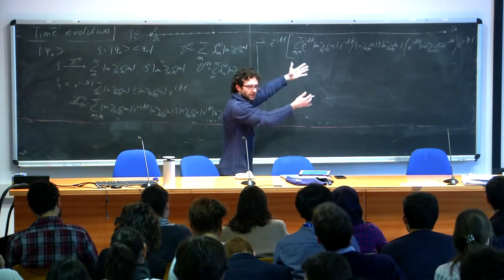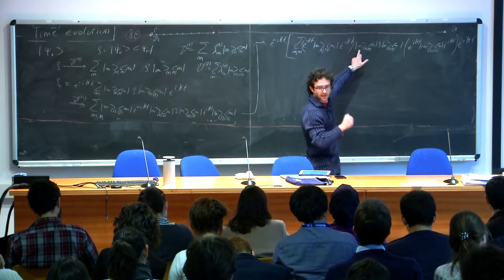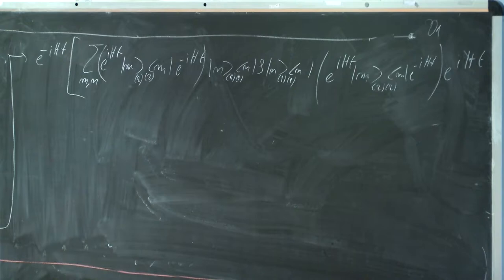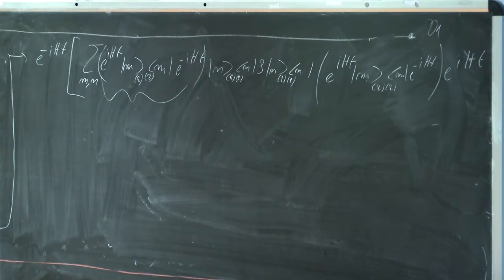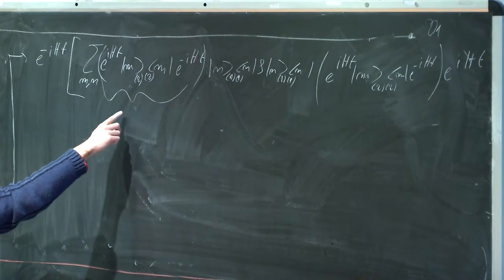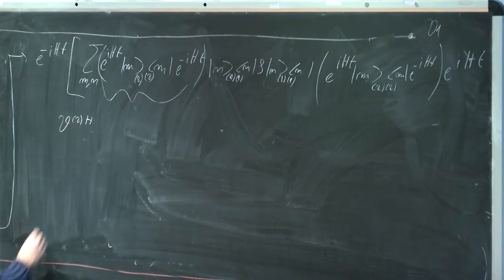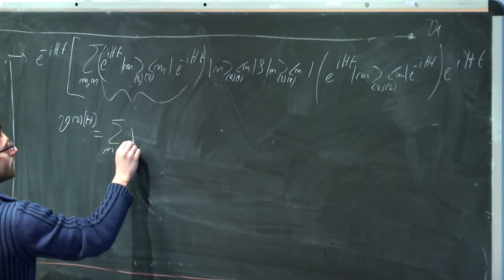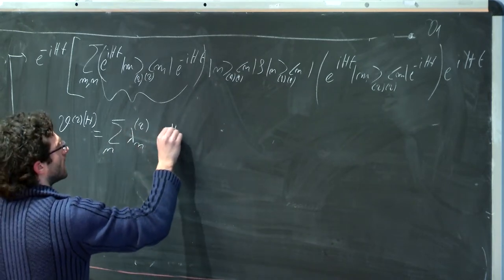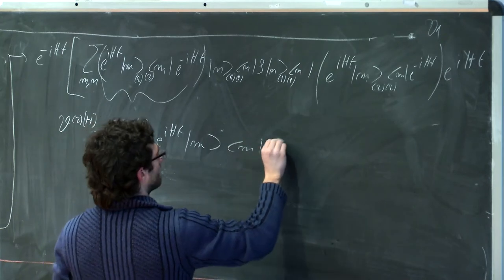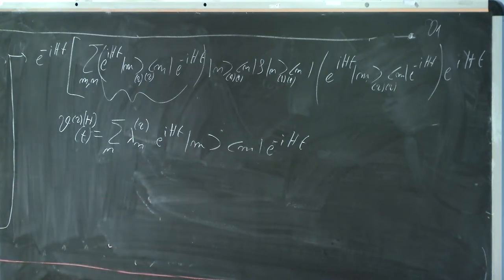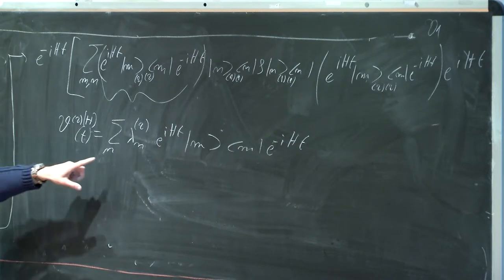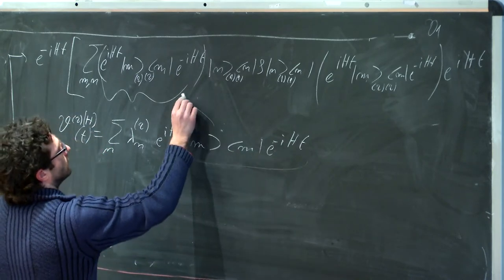Okay, you see, this is rather complicated, because it depends on the eigenstates of the first observable, the eigenstates of the second observable, and the initial time evolution. But now we recognize that this is the time evolution of an operator in the Heisenberg picture. If we consider the time evolution of the second operator in the Heisenberg picture, it is just given by the sum over n of lambda_n^2 e^{iHt} |n><n| e^{-iHt}. This is just the definition of the time evolution of the operator in the Heisenberg picture, and we see that this is exactly the same term.